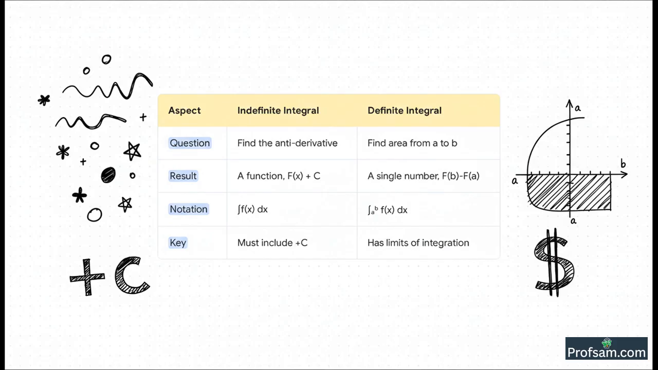But on the right, we have the definite integral. Its job is totally different. It finds the area under a curve between 2 points, a and b, so its answer is always a single number. The big giveaway is the notation. See those little a and b on the integral sign? Those are the limits of integration.